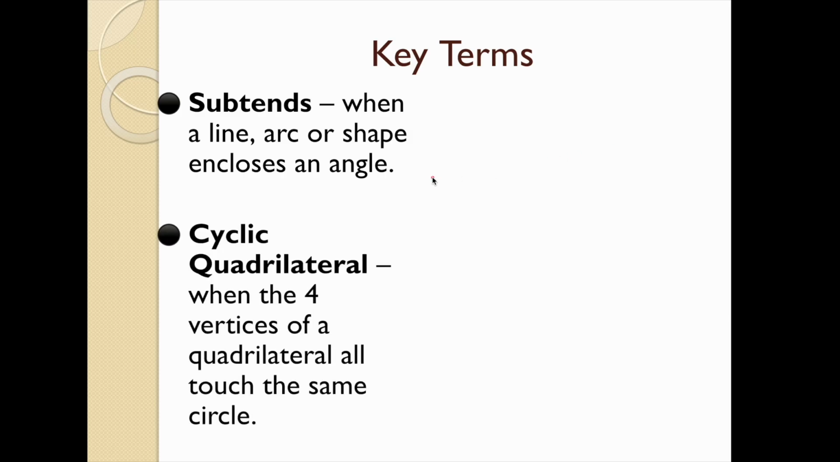Alright? Now the next thing we need to know is a cyclic quadrilateral. So a cyclic quadrilateral is basically when you have a four-sided shape where all the vertices of that quadrilateral touch the circumference of the circle.